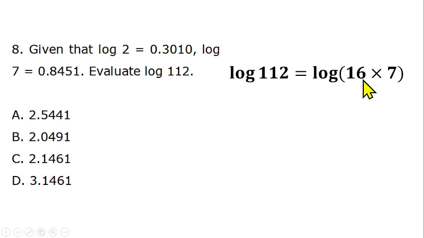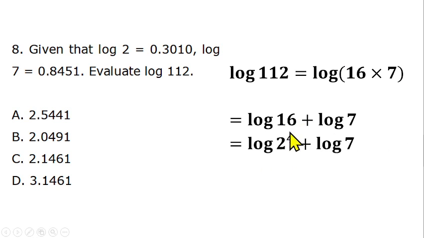112 is the same thing as log of 16 times 7. 16 times 7 will give us 112. Then from there, according to the law of logarithm, this can be written as log 16 plus log 7. So also we can now change this 16 to 2 raised to power 4. So we have log 2 raised to power 4 plus log 7, because we are looking for log 2. So according to the law of logarithm, this 4 will come to the front of log here. So then you have this.